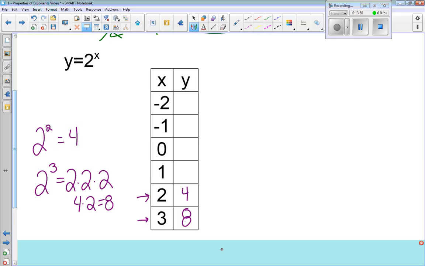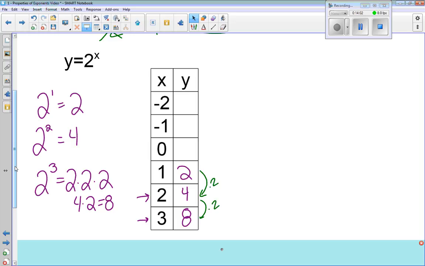Now let's see if we can figure out a pattern here. To get from this step to this step, and this step to this step, all we're doing is multiplying by 2. So it makes sense that if we want to go backwards, you just divide by 2. So let's go ahead and go backwards one more time. If we divide 2 by 2, we get a 1. So this rule tells us that 2 to the 0 equals 1.